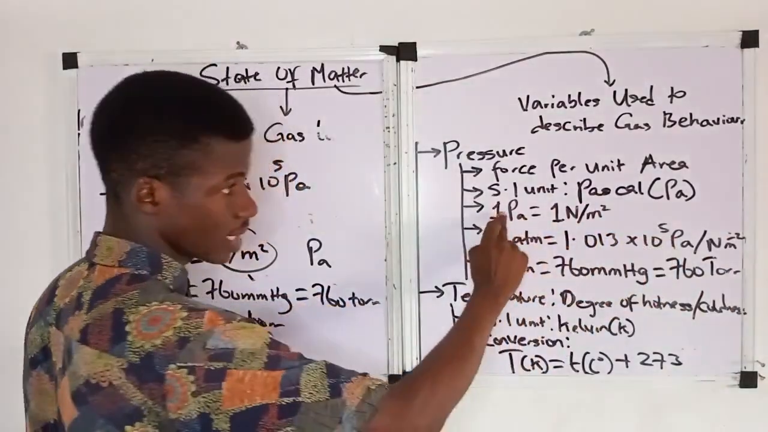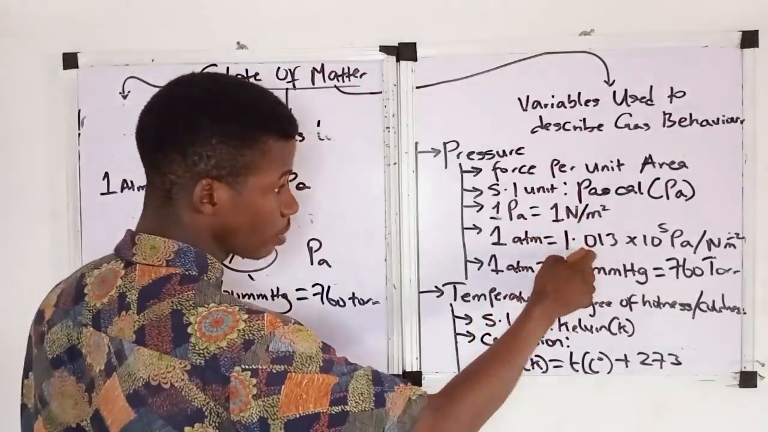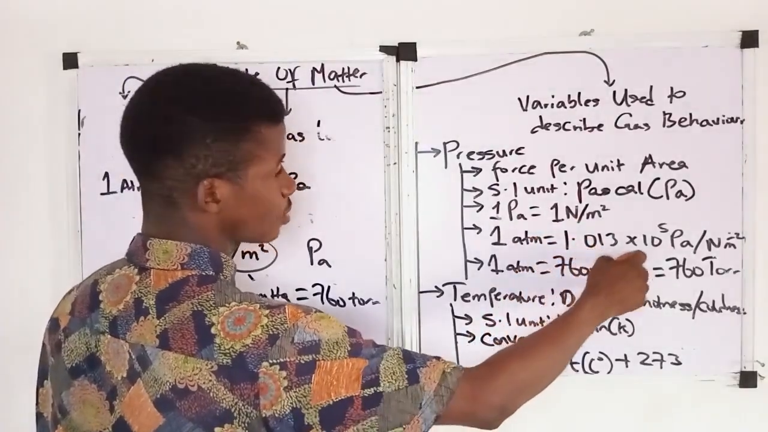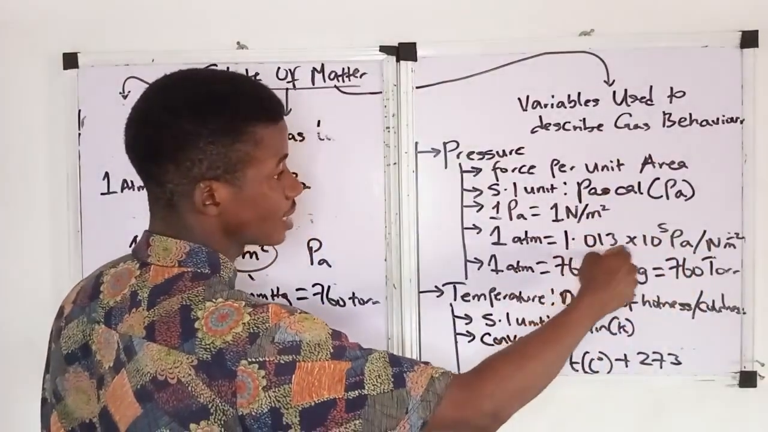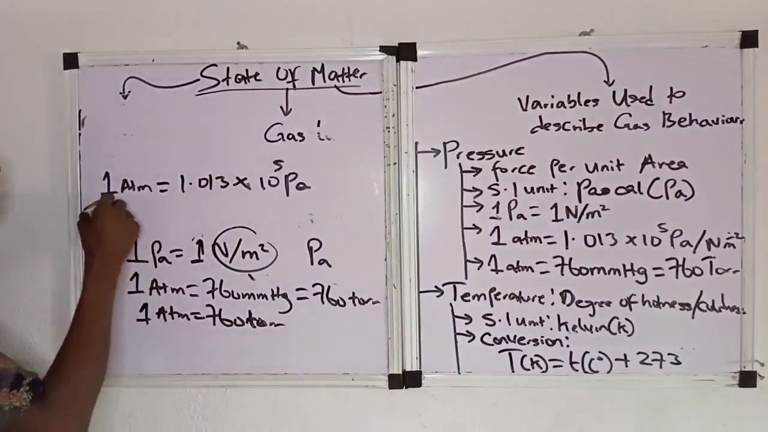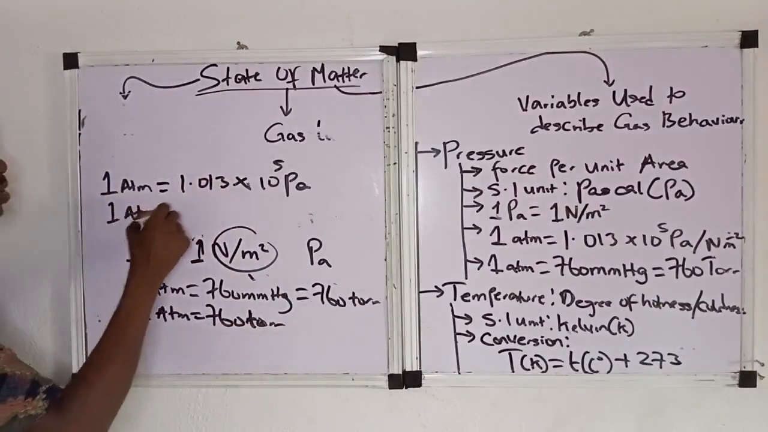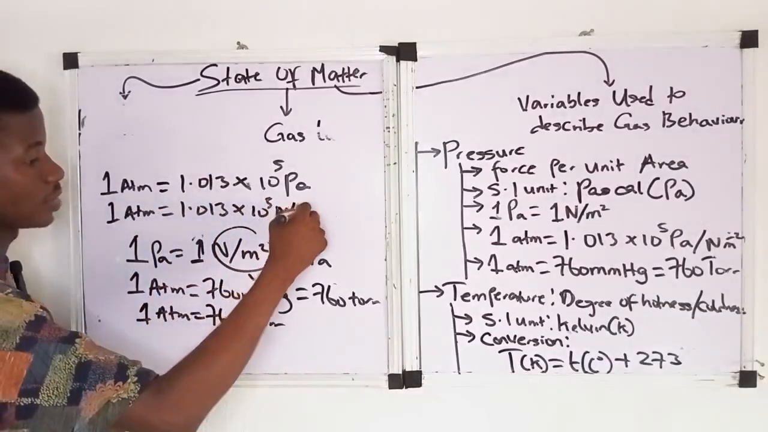So since 1 Pascal is equal to 1 Newton per meter square, 1.013 times 10 to the power 5 Pascal can also be 1.013 times 10 to the power 5 Newton per meter square. So 1 atmosphere still equals to what? 1.013 times 10 to the power 5 Newton per meter square.